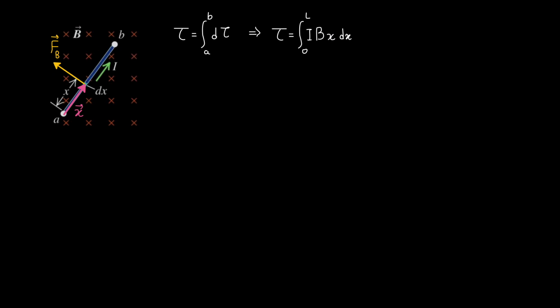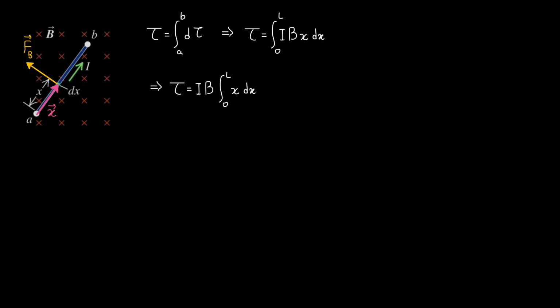Now let's calculate the total torque acting on the bar. Since we already have an expression for the infinitesimal torque, we will just integrate over this. So then total torque is equal to the integral of I times B times x dx. In the next step, let's pull the constants outside of the integral sign. So we basically have some constant times the integral of x dx. This is fairly straightforward. The integral of x dx is x squared divided by 2, and x runs from 0 to capital L along the length of the bar.